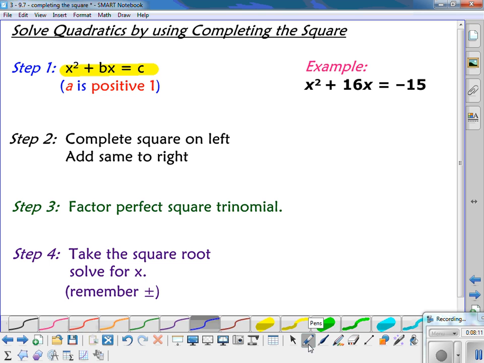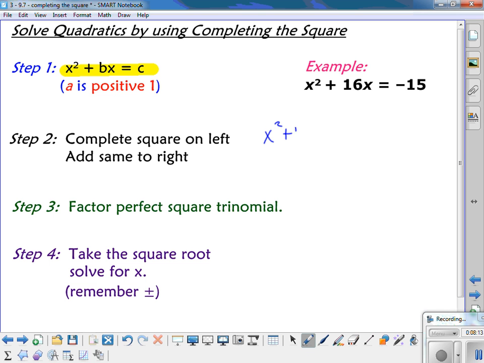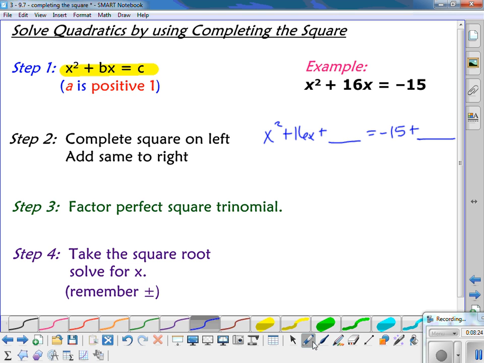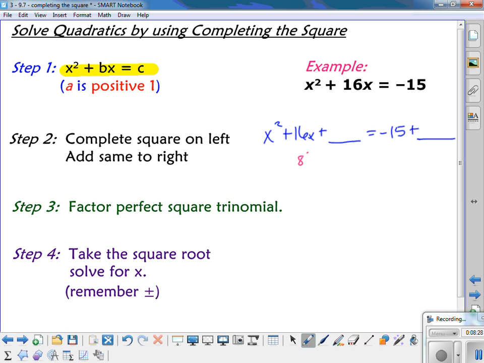Alright, so the first thing I'm going to do is complete the square on the left side. So I've got x squared plus 16x, and I'm going to add something to it to complete the square. And whatever I add on one side, I have to add to the other side. So what is half of 16? 8. And then when I square it, what's 8 times 8? 64. So I'm going to add 64 to both sides.